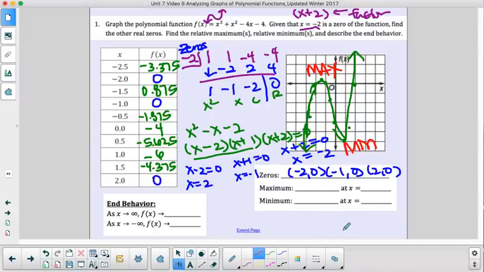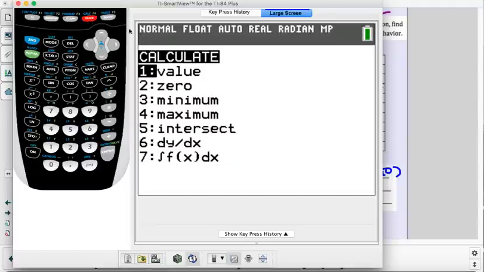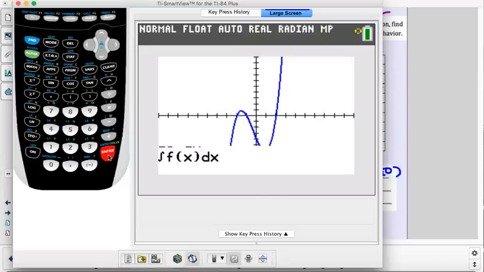The way you find those values is by using your graphing calculator. So in order to find maxes, do you guys see how calc is above trace? That is where we want to go. So we are going to go second, calc. Let's find the maximum first. This is number 4. You can either arrow down to number 4 and hit enter, or you can hit the number 4. So I'm going to hit 4 and enter.